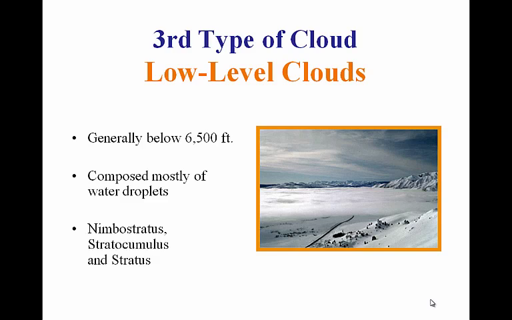The third type of cloud we're going to discuss is the low-level clouds. These clouds generally form below 6,500 feet and are mostly composed of water droplets because the temperature is often not cold enough to form ice crystals. Types of low-level clouds that you normally see are nimbostratus, stratocumulus, and stratus clouds.